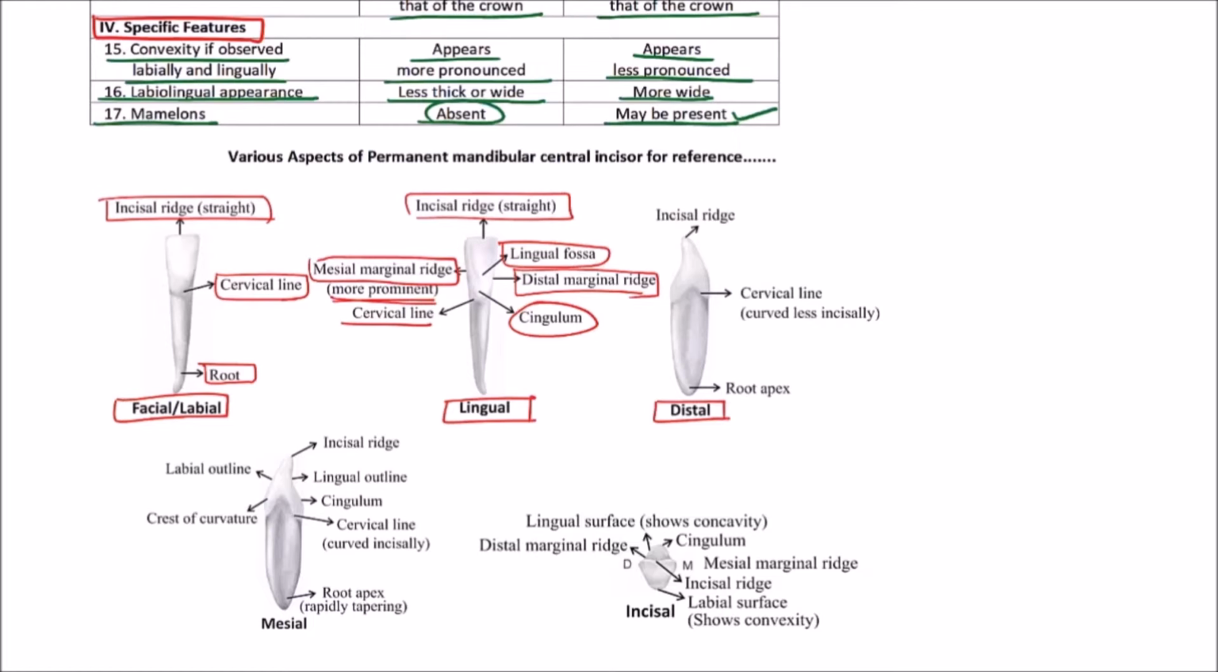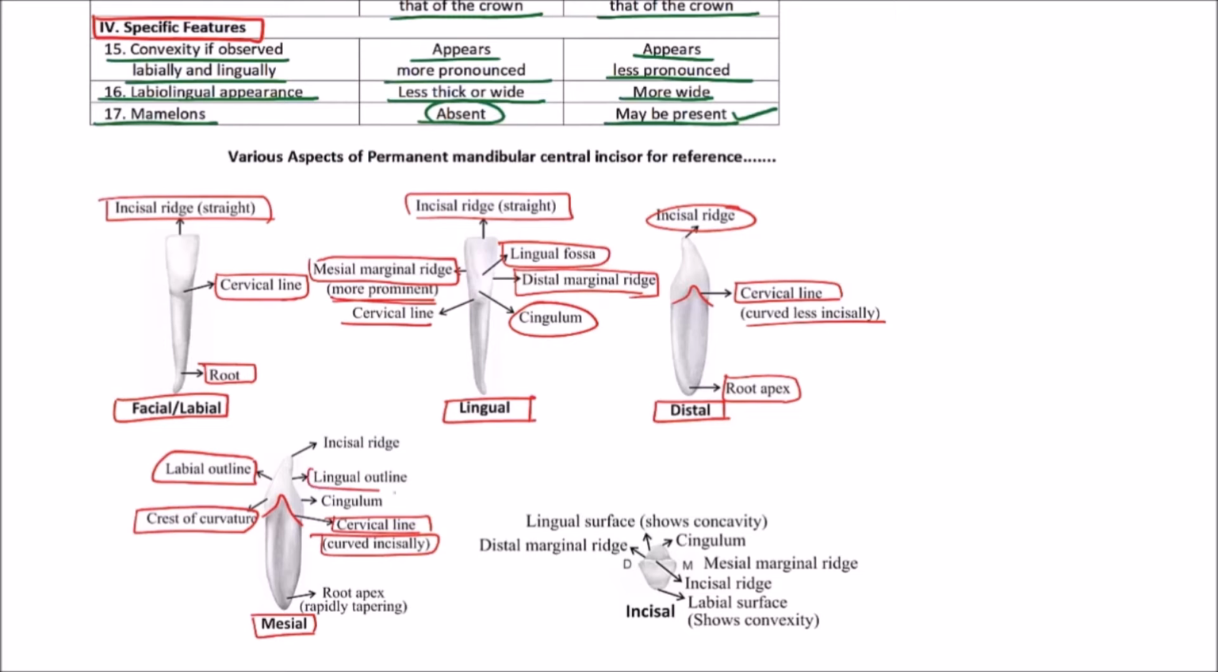If distal view is taken, the root appears to be wider and it is tapering like a cone, and cervical line is less curved incisally and it is curved towards the incisal ridge. Then mesial, this is the crest of curvature. This is the cervical line. It is curved incisally like this. This is the labial outline, this is the lingual outline, and this is the incisal ridge, and cingulum can be observed.